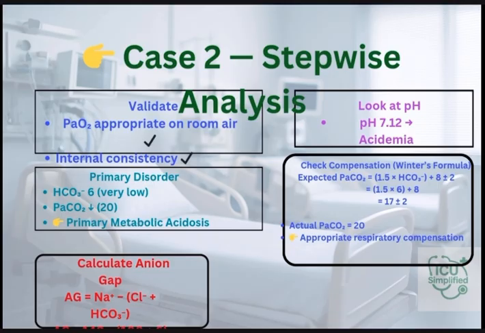Finally, we calculate the anion gap. Using the formula sodium minus chloride plus bicarbonate, the anion gap comes out to be 34, which is clearly elevated, confirming a high anion gap metabolic acidosis.